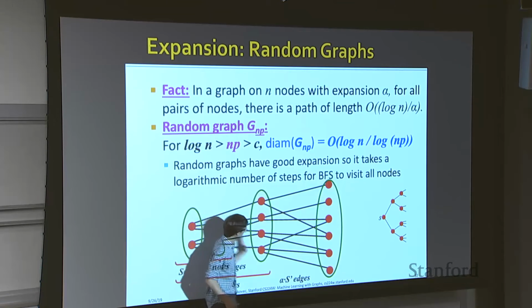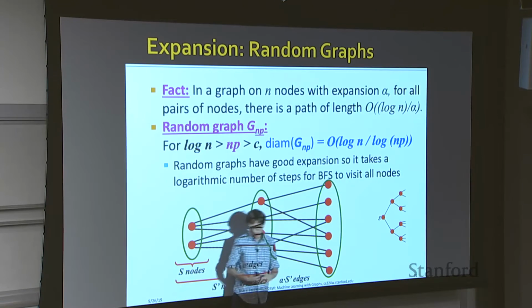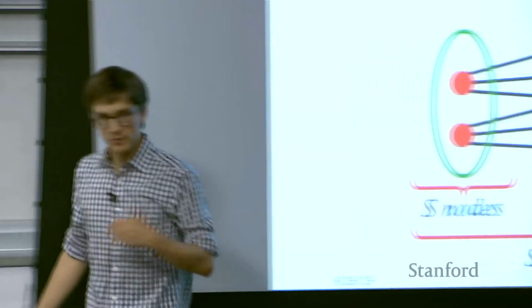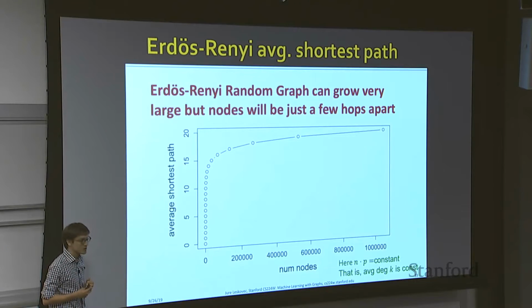And the point is I can do this only a logarithmic number of steps before I run out of nodes, which means that in the logarithmic number of steps, I must have been able to visit all the nodes. This is kind of a long way to explain this, but here is the example, like a simulation experiment.